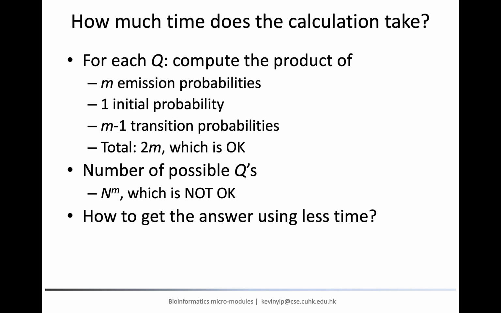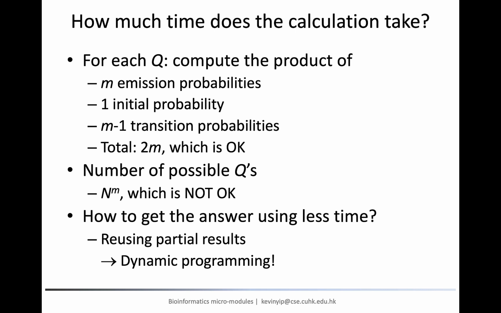Then how can we get the answer using less time? If you have looked at the table carefully, you would have noticed that a lot of calculations are repeatedly done many times, leading to wasted efforts. Therefore, one idea is to reuse partial results, shedding the light of using dynamic programming. We will explain how dynamic programming can be used to solve the problems efficiently in the next module, which is the third and last goal that we described in the last module.